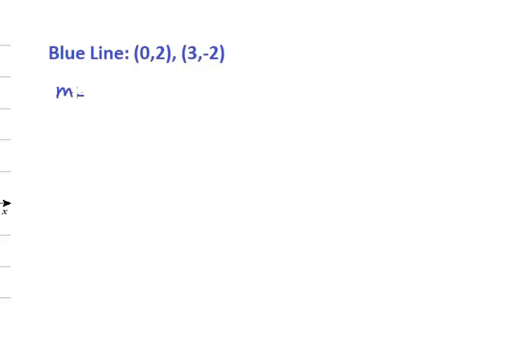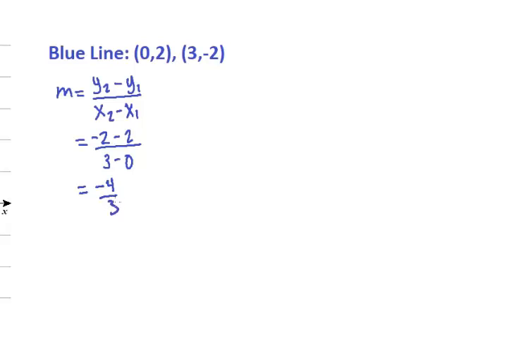I know that M equals y2 minus y1 divided by x2 minus x1. If I substitute the information, it will be -2 minus 2 divided by 3 minus 0. If I perform those operations, I would know that M is -4/3. I cannot put that as a decimal because it will be -1.33333, etc. So I prefer to leave it as a fraction. I'm going to leave it like that. That will be the M of the blue line.